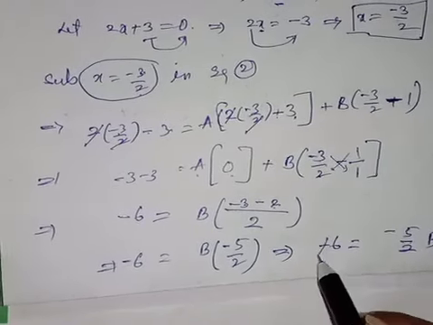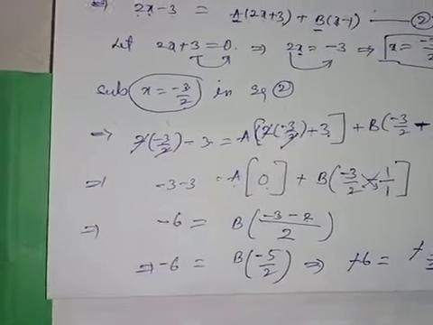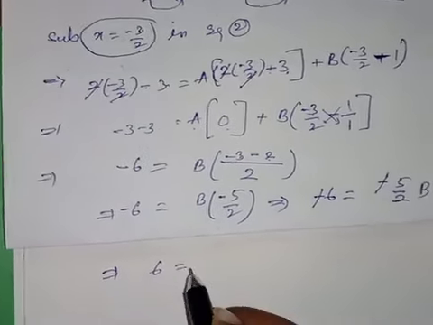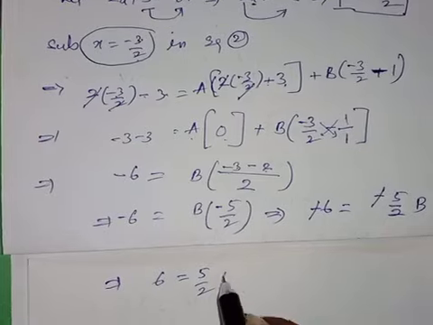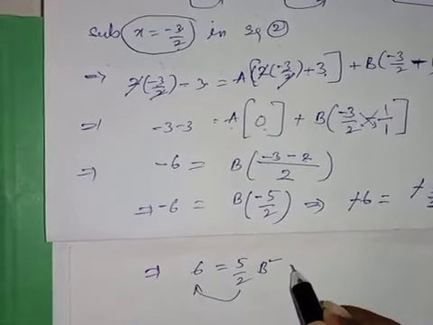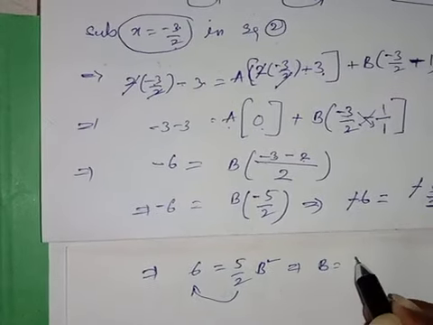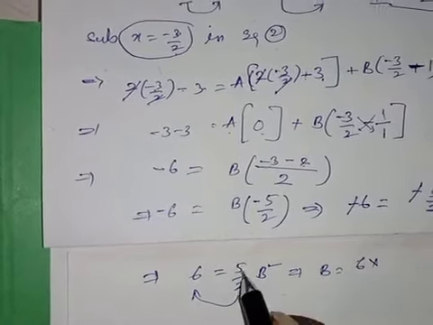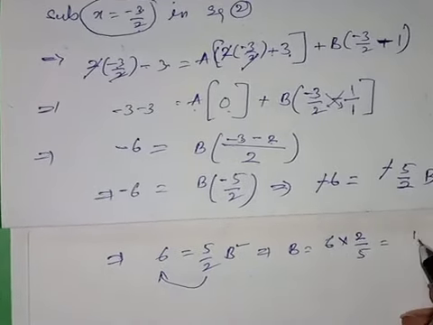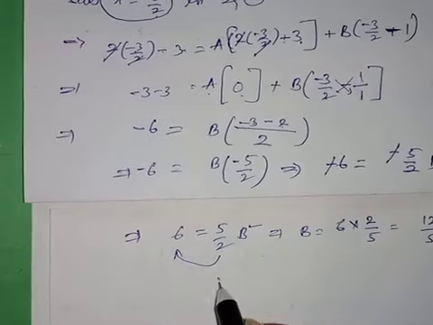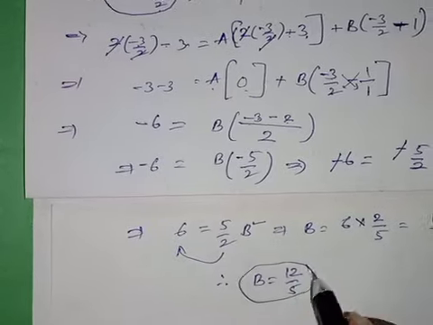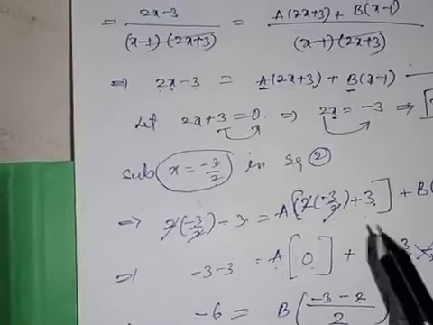See, observe both sides the negative values get cancelled, then the remaining is 6 equal to 5 by 2 B. We need to find only the B value, so transfer here, that is B is equal to 6 into, if we transfer it, it will be reversed, 2 by 5, that is 12 by 5. Therefore B is equal to 12 by 5. This is the B value. In the same way, find the A value.